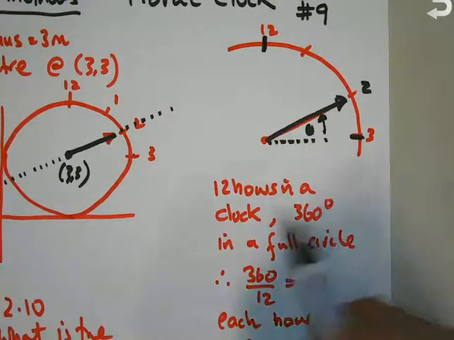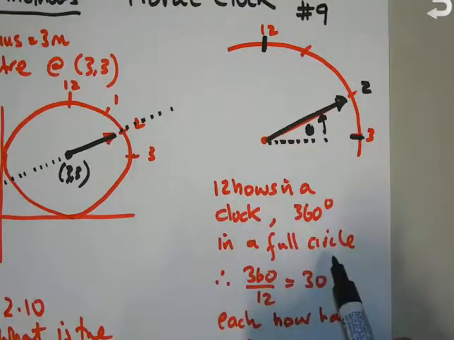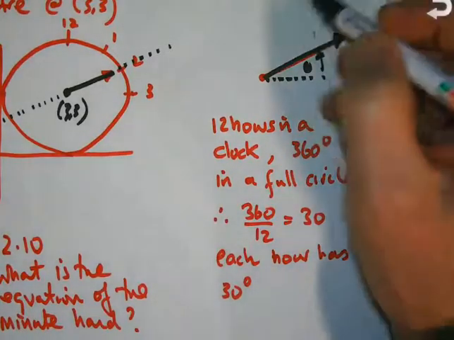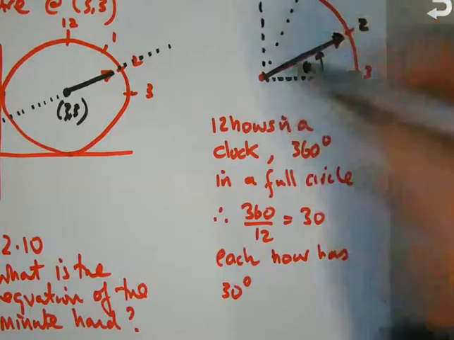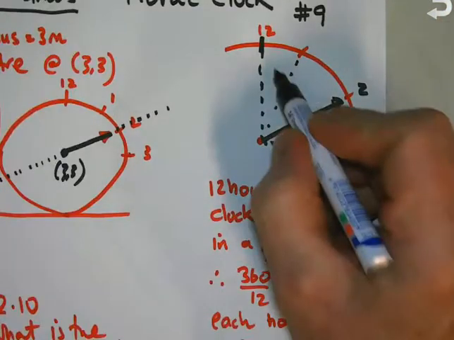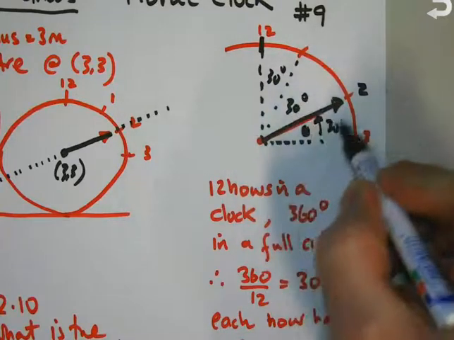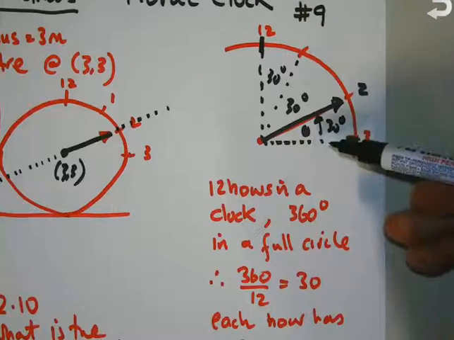12 hours in one clock, 360 degrees in a full circle. 360 divided by 12 is 30. So each hour has 30 degrees. So if I was to divide my circle into 12 parts, that's 30 degrees, that's 30 degrees, that's 30 degrees. So in actual fact I now know what this angle is.